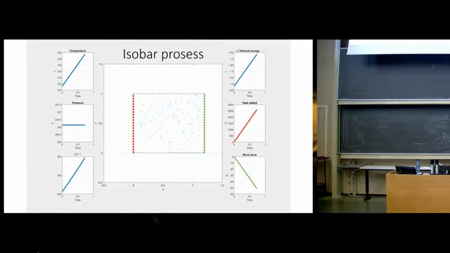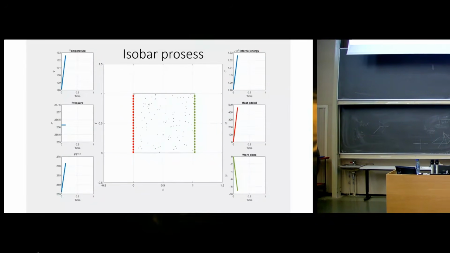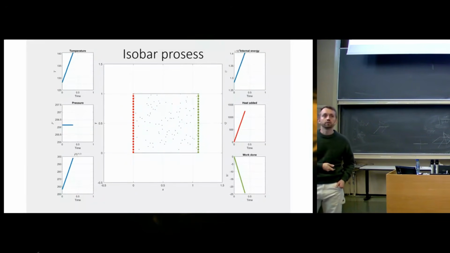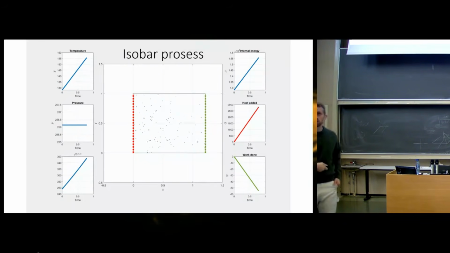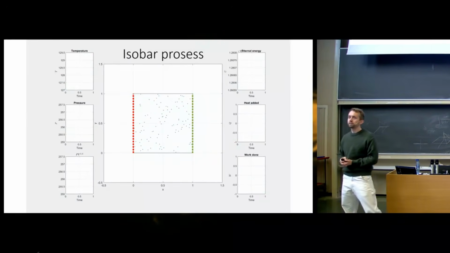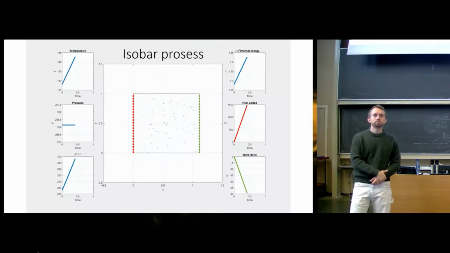That's not obvious, by the way, but that's what happens. And the internal energy is increasing. Those two are related. We're adding heat. We're getting work from the system. The work is negative, so we're getting work out of the system. And then I've plotted this mysterious quantity here, which I'm not going to go into in this presentation. But the point is, it's constant for some processes.